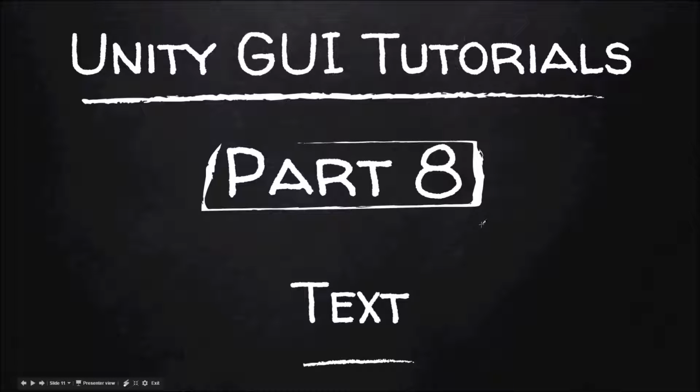Hello everyone. The next UI element that we are going to look at is text. Text is a rather straightforward UI element, but it is frequently used in other compound and complex UI elements like the button or toggle.